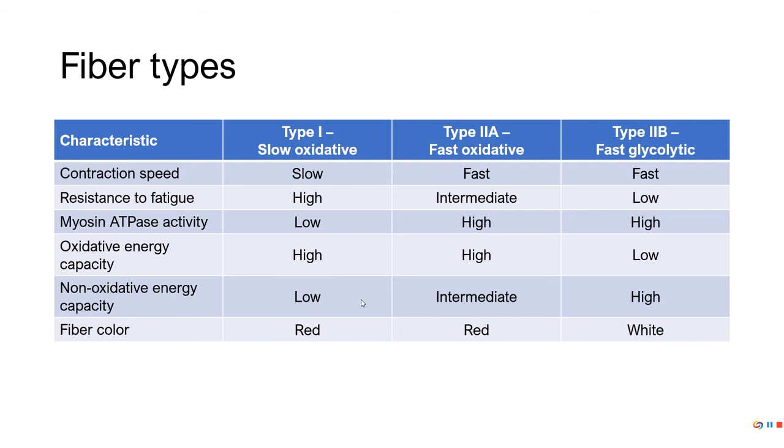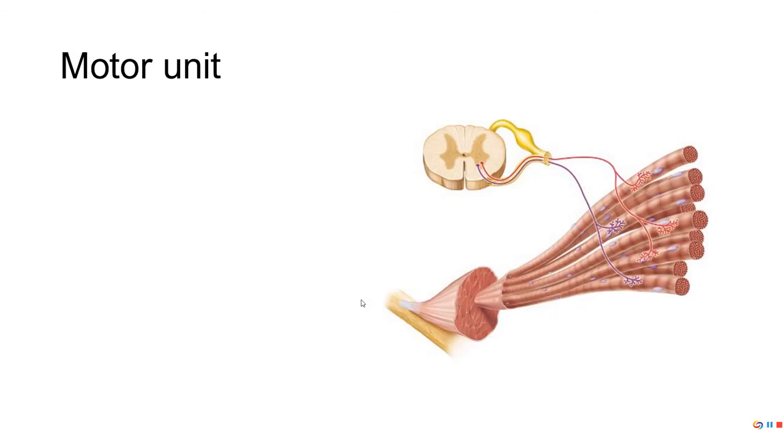Whereas type 2B or type 2X are the exact opposite. It fatigues really fast, it produces a lot of speed and power, but it gets tired quickly. It doesn't use oxygen. And then we've got type 2A, which is kind of a combination of type 1 and type 2B. Now, in order for a muscle to contract, it has to be receiving a signal from a neuron.